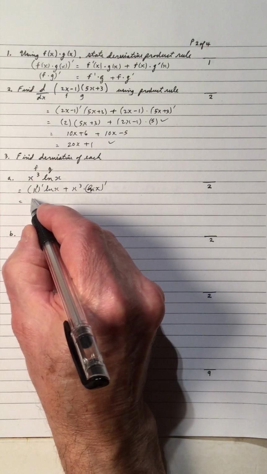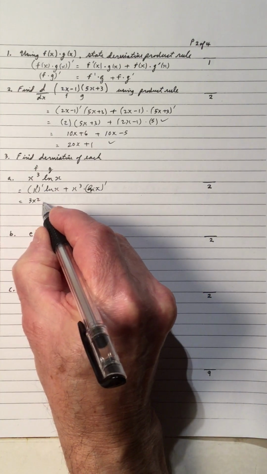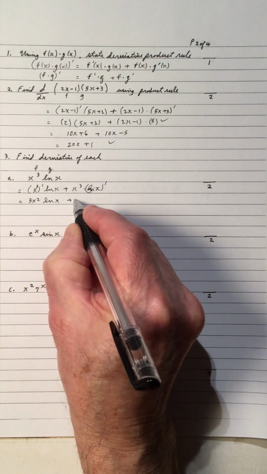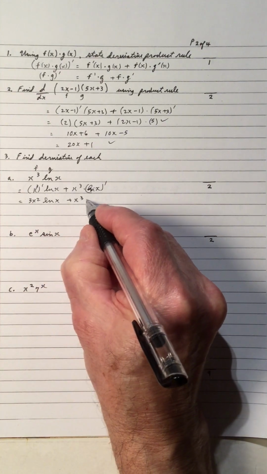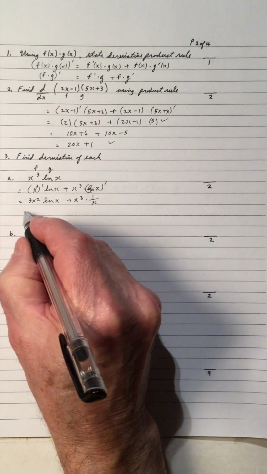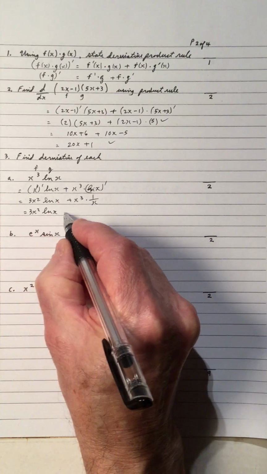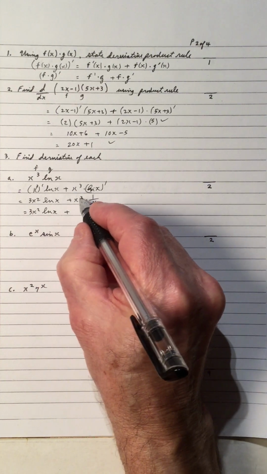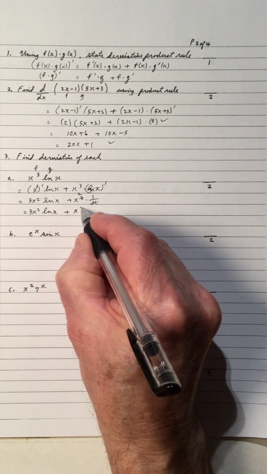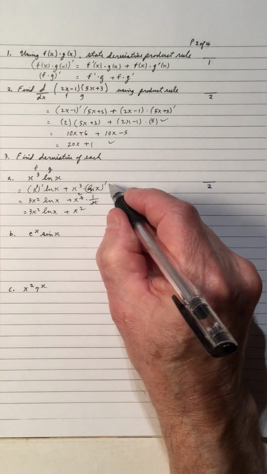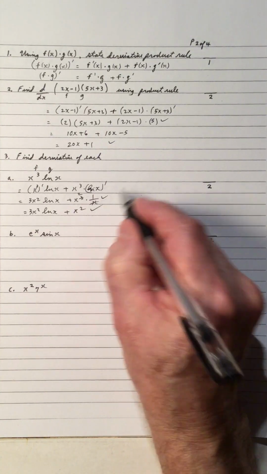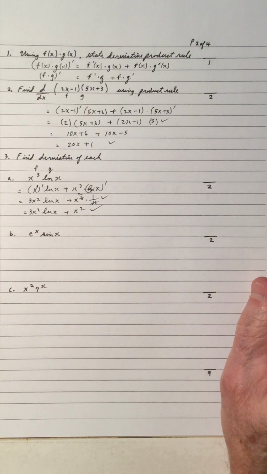Derivative of x cubed is 3x squared ln x. And we have x cubed. Derivative of ln x is 1 over x. So that's 3x squared ln x, and x cancels into x cubed to give you x squared. So if you have this correct, and if you simplify it here, you get 2 more marks.